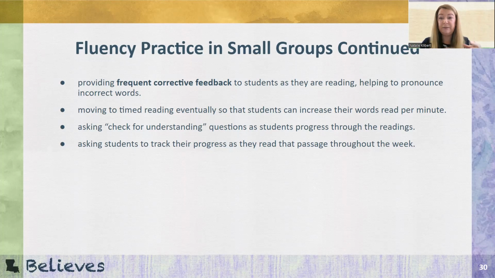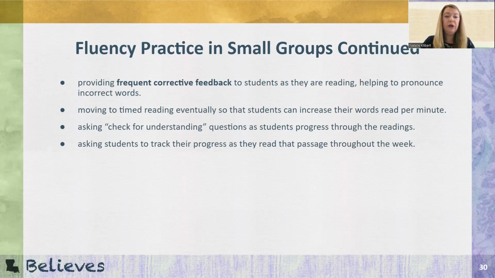But it's really important, especially in a small group fluency practice, that they have corrective feedback as they're reading. So if they're reading "timed" and they mispronounce it, you can say "timed" and then they can keep reading. We want to reinforce the correct way to say the words.